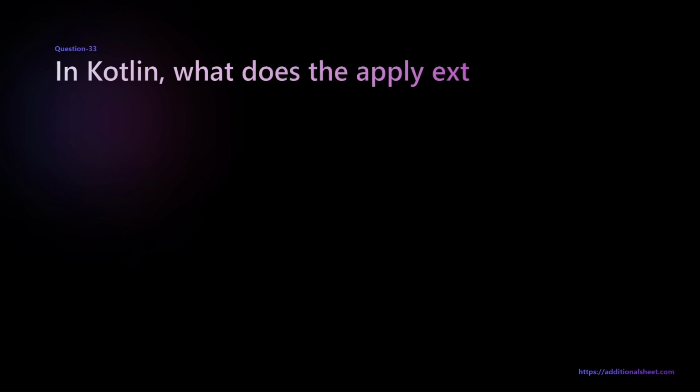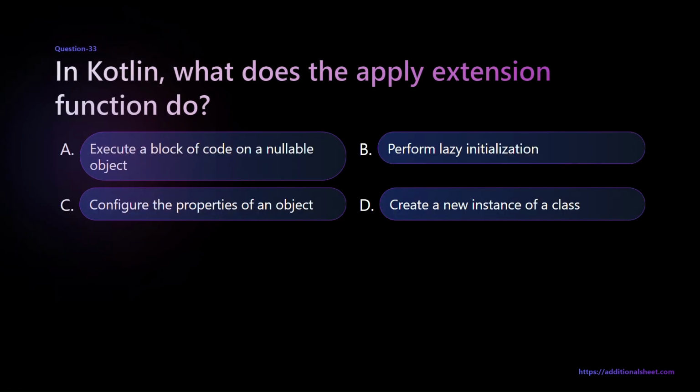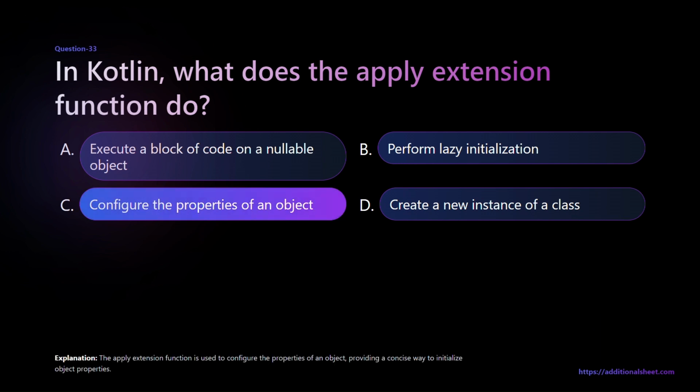In Kotlin, what does the apply extension function do? Option A, execute a block of code on a nullable object. Option B, perform lazy initialization. Option C, configure the properties of an object. Option D, create a new instance of a class. The correct answer is option C, configure the properties of an object.